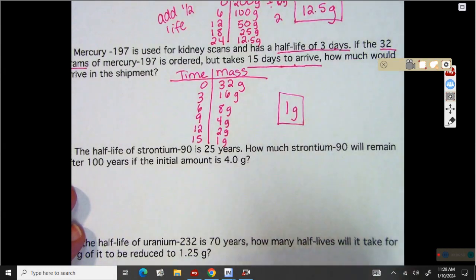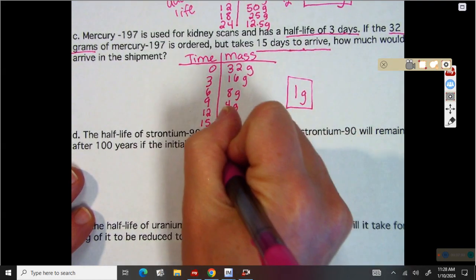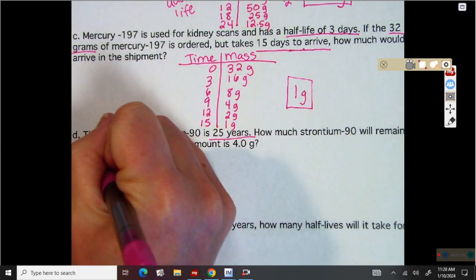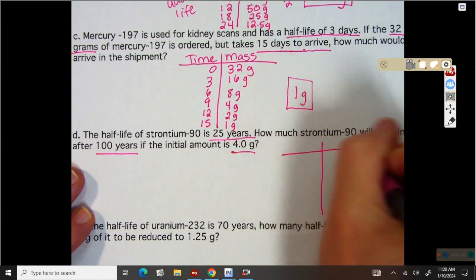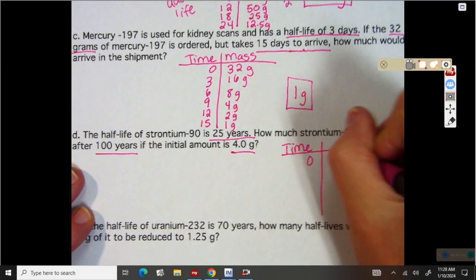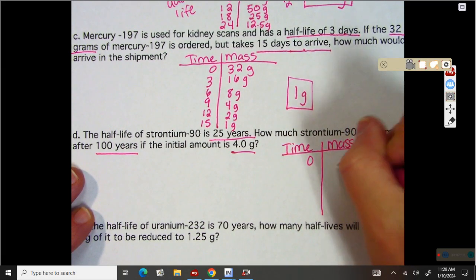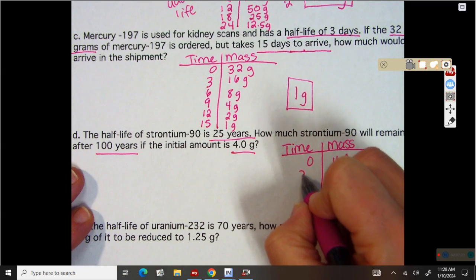All right, the half-life of strontium-90 is 25 years. How much will remain after 100 years if the initial amount is 4 grams? All right, so we start at time 0, and our starting mass is 4 grams. So our half-life is 25 years. We want to go to 100, so we're going to count by 25.